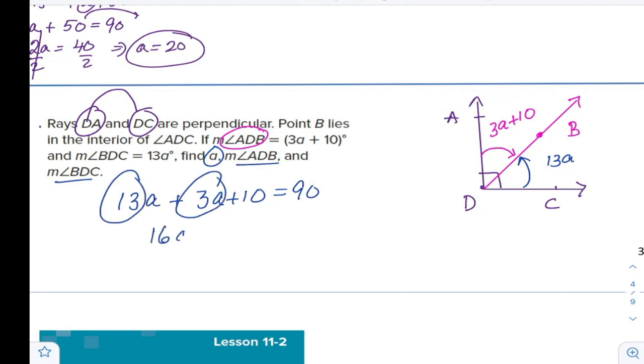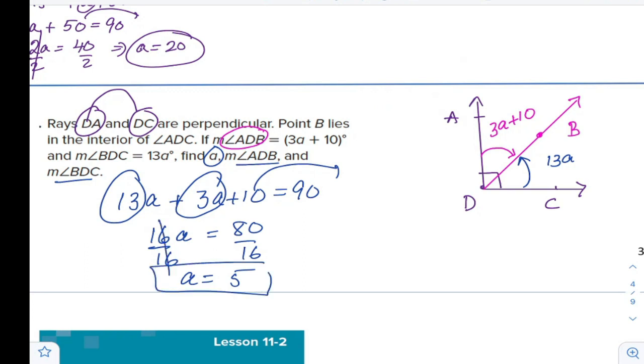Add, so 16A equals 90 minus 10, يعني 80. If you divide 80 by 16, it is giving you 5. This is part 1, هو A. خلصنا.